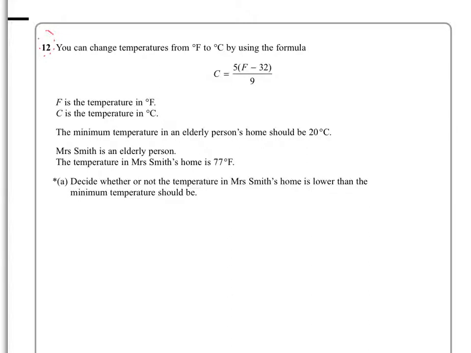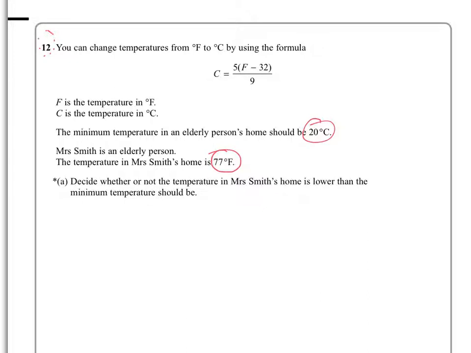We have done this one, even though it's quite a tricky question, so let's read it carefully. You can change temperatures from degrees F to degrees C, so that's degrees Fahrenheit to degrees Celsius, by using this formula. F is the temperature in degrees F, C is the temperature in degrees C. The minimum temperature in an elderly person's home should be 20 degrees. Mrs. Smith is an elderly person, the temperature is 77 degrees in Mrs. Smith's home. Decide whether or not the temperature in Mrs. Smith's home is lower than the minimum temperature should be.